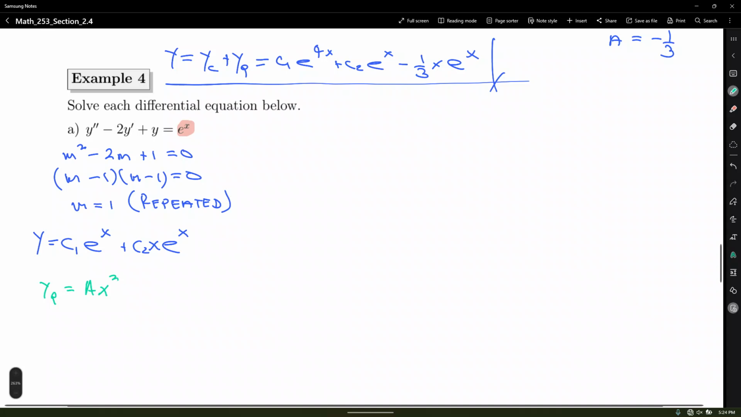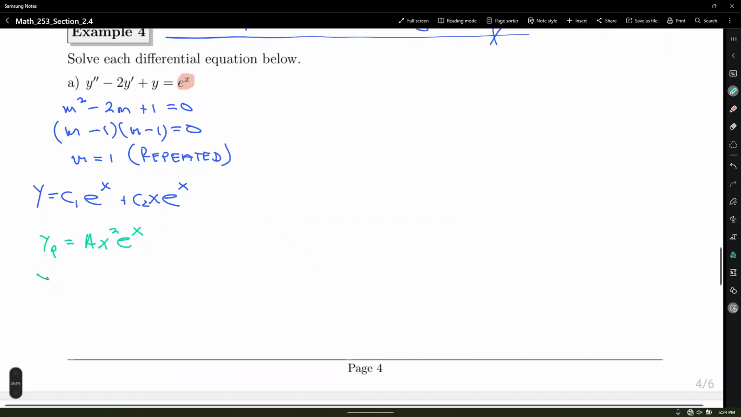Then we multiply by x squared. Now compare. Is that a duplicate of one of our solutions from before? Not anymore. Let's go ahead. So y prime of p equals 2ax e to the x plus ax squared e to the x. Using the product rule, this is what we get. Now find the second derivative here.